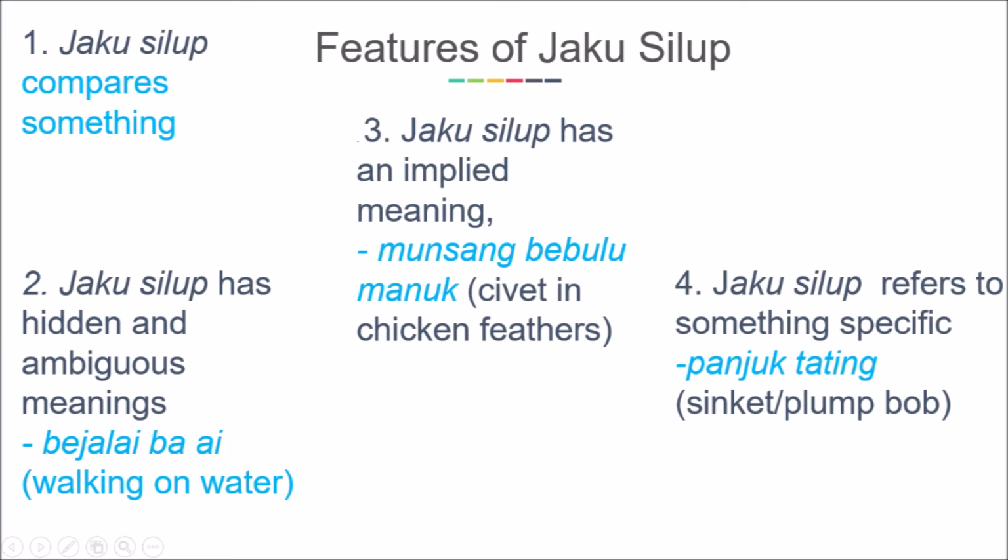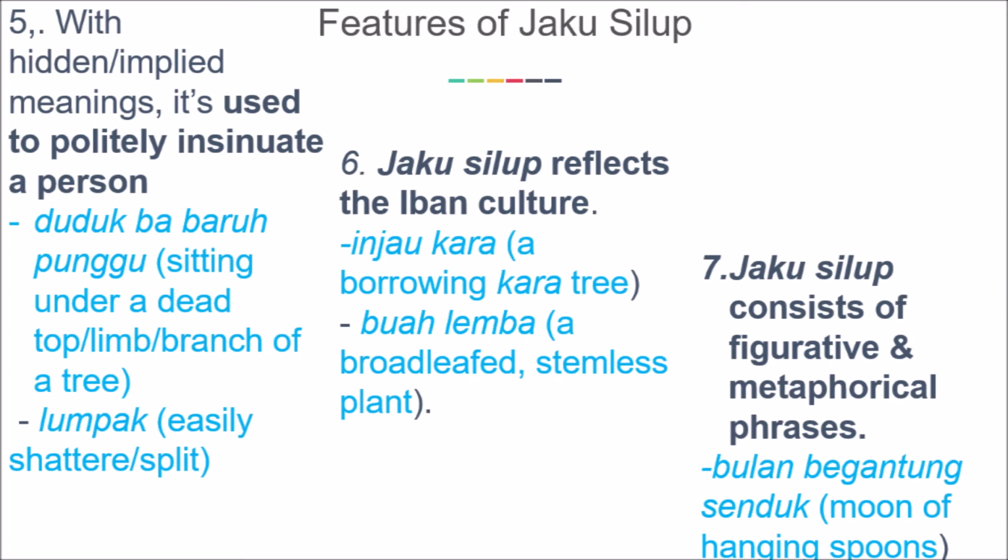And the next feature is that it refers to something very specific. It is not something general. It has to be something very specific, and the comparison must be sure. The comparison must be something that people can see, so that they will be able to grasp the meaning of allusion. Next is number 5.